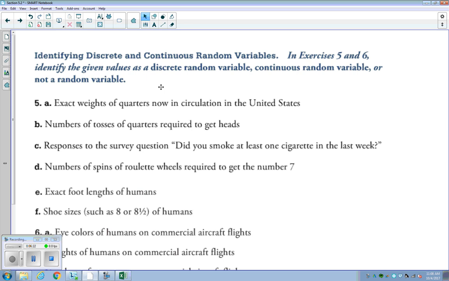Now, had I said the weights of a cigarette, it would be what? Continuous random variable, because the weights are going to vary just a little teeny bit. You know, there's little plus and minuses there, right? Okay. But this sentence has nothing to do with numerics. So it is not a random variable. Anything that's not a number is going to be not a random variable. Okay?